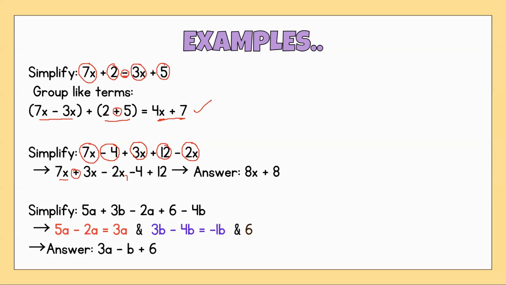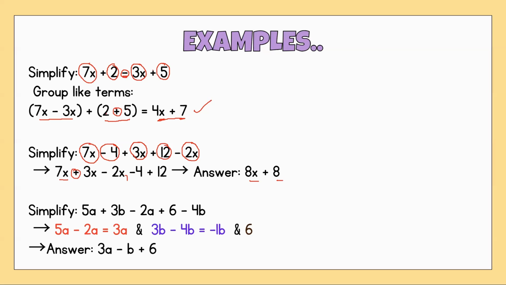So what is minus 4 plus 12? 8. And what is 7x plus 3x? 10x. 10x minus 2x, 8x. So what is the answer? 8x plus 8. Now let's do another one. Oh, this also seems long. Is it tricky? No, it just seems long, and using logic, we can solve it easily.